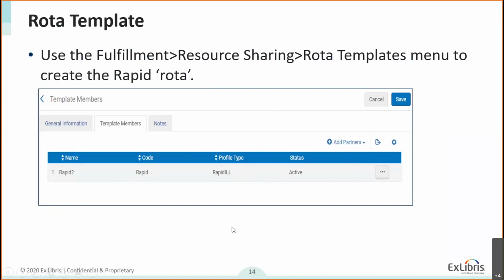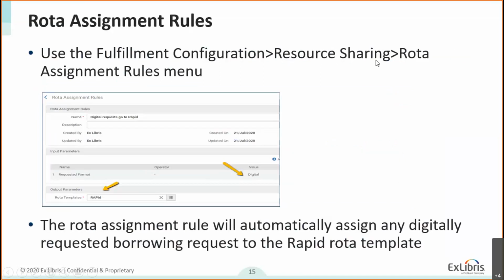Next, what I do is that I create my Rota assignment rules. And I create a Rota assignment rule that says if the request is requested digitally, then assign the Rapid template. The result of this rule will be that any request that comes into Alma, through Primo, through a web form, through an open URL, whichever way the request comes into Alma, if it is requested in digital form, Alma will assign that Rota template, which is actually the Rapid partner.